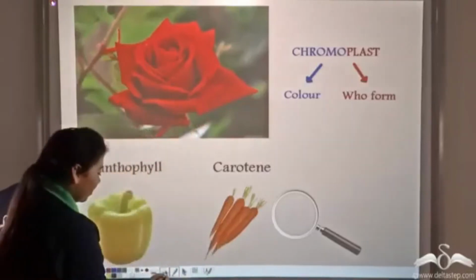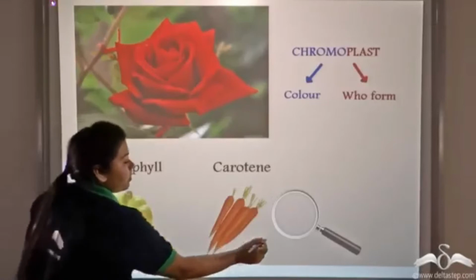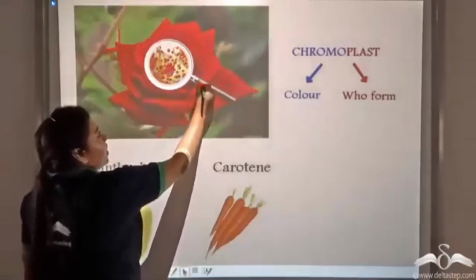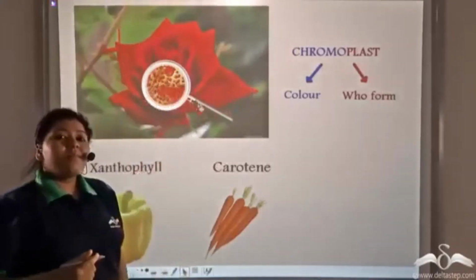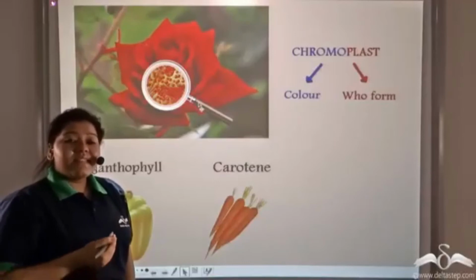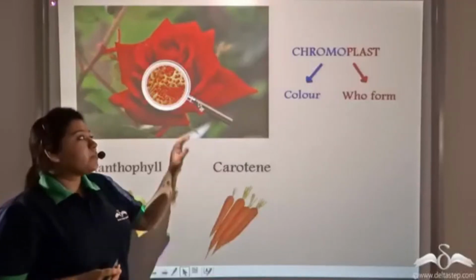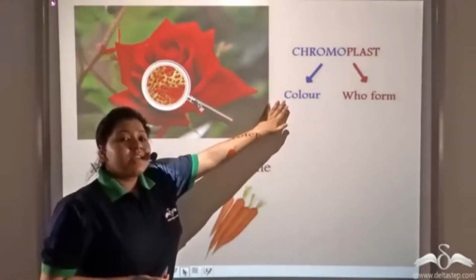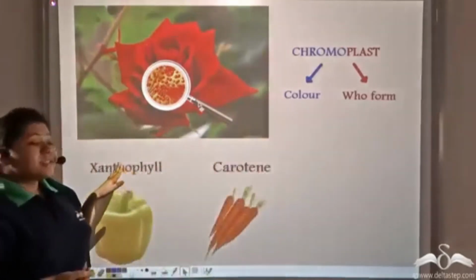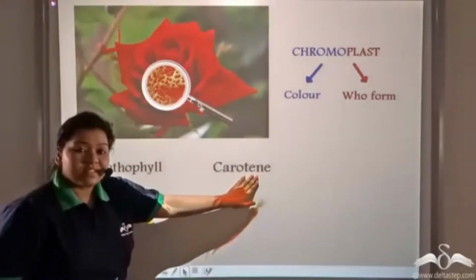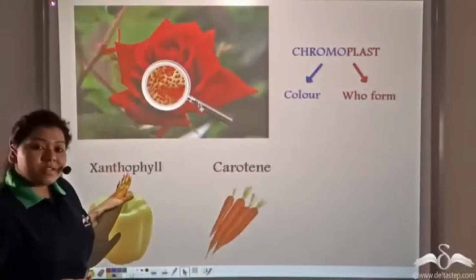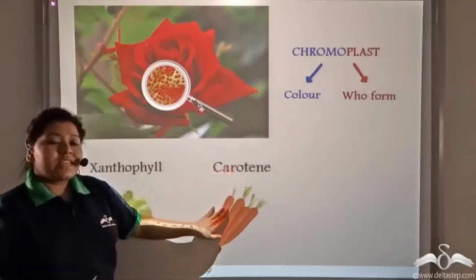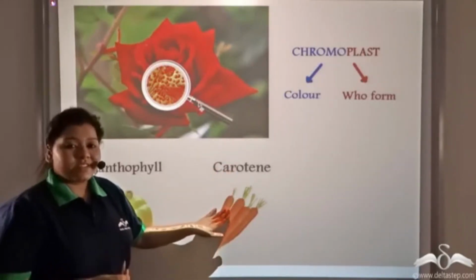Now see, if you see a rose cell under the microscope, you will find a lot of chromoplasts carrying a bright red pigment. And this pigment is giving the rose this bright red color. So the two most common pigments that are present inside the chromoplasts are xanthophyll and carotene. Xanthophyll is responsible for the yellow color of bell peppers, and carotene gives the bright orange color in carrots.